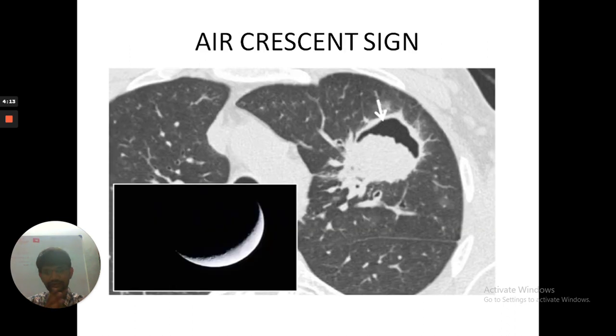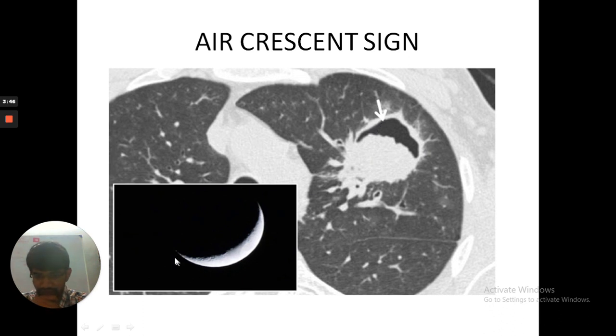So it is seen both on X-ray and CT scan. It is more legibly seen in CT scan. Please follow my cursor. This is a parenchymal consolidation, and here at the periphery you can see the air in a crescentic form. We usually call it a radiolucent shadow in a crescentic form. That is known as air crescent sign.